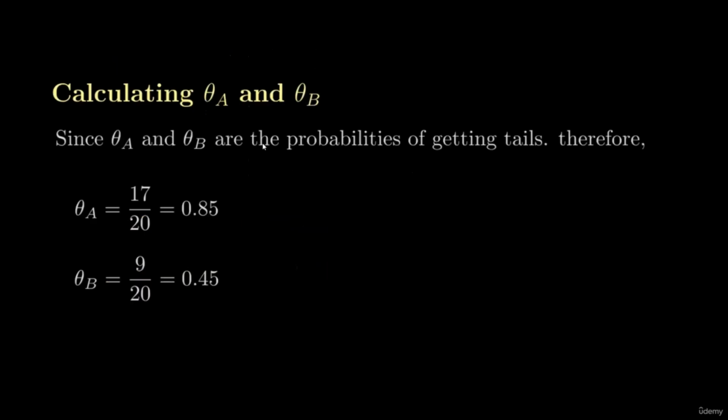Now it's time to calculate these probabilities. Since we have 17 tails for coin A out of 20, the probability is 0.85. Similarly, we have 9 tails out of 20 for coin B, so the probability is 0.45. In this way, we calculate the probability of getting tail from a biased coin, by performing the experiments and creating the set of trials.